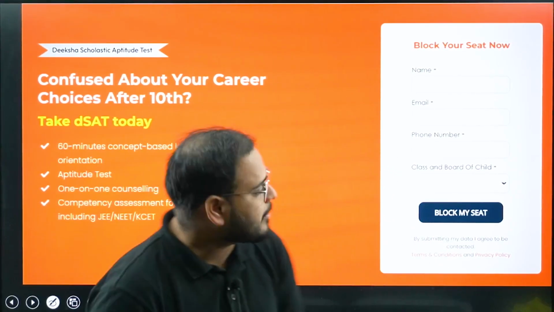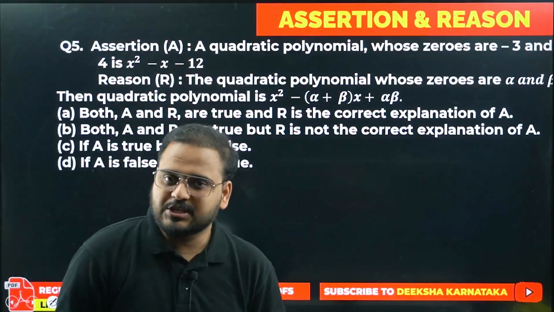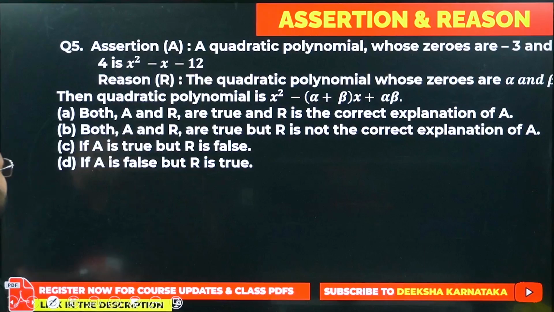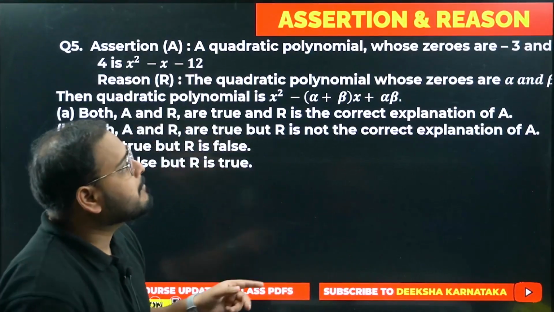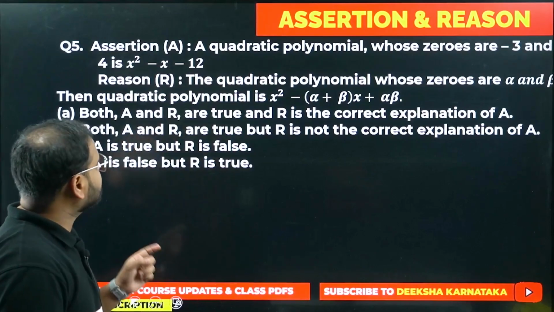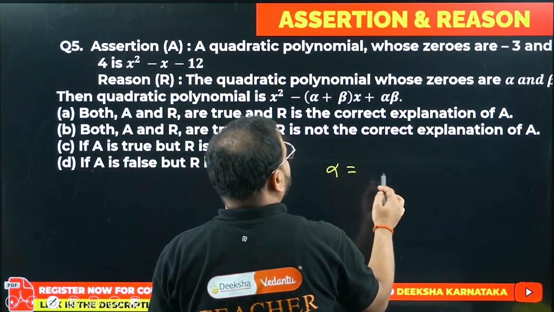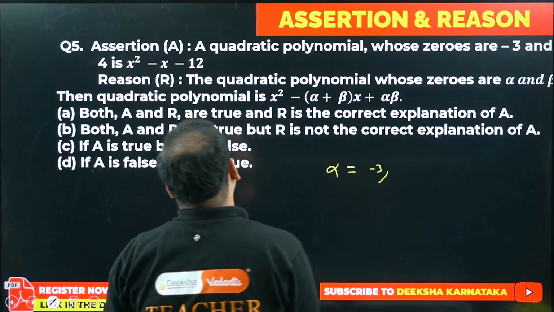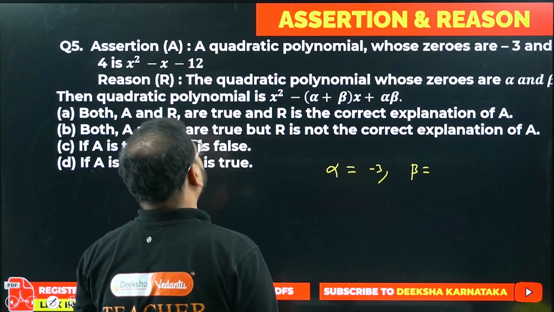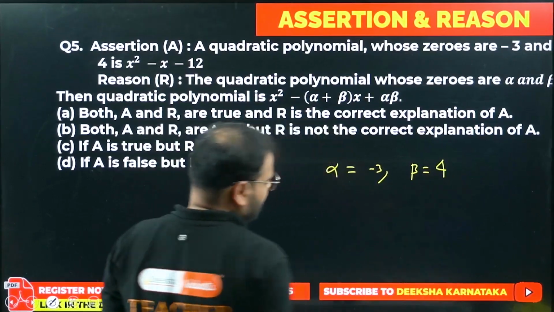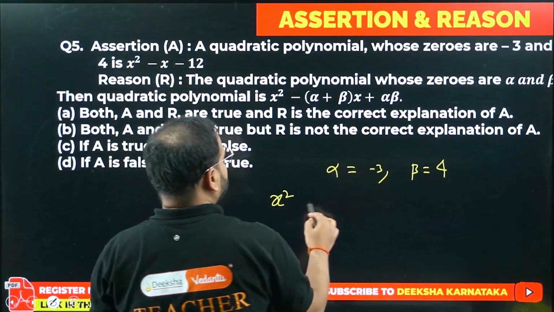So coming back to the session, we have done with MCQs. Now moving on to assertion and reason. Assertion is: a quadratic polynomial whose zeros are -3 and 4 is x square minus x minus 12. So let's say alpha is -3, and beta is 4. You know the standard form? I taught you this in the previous session.